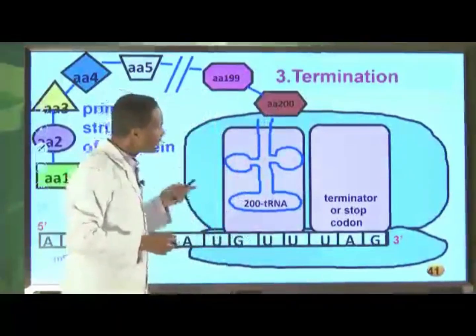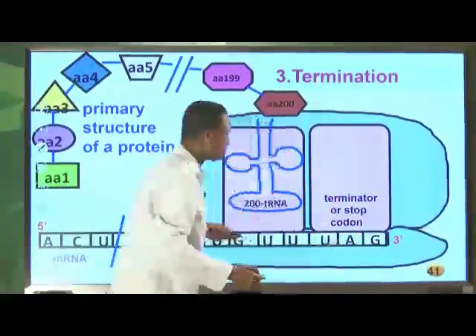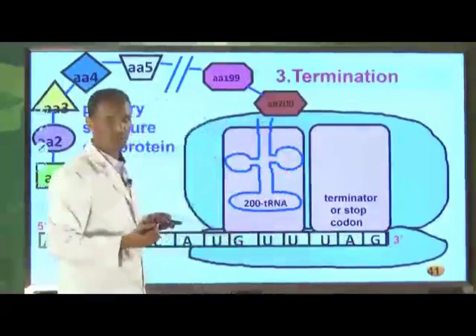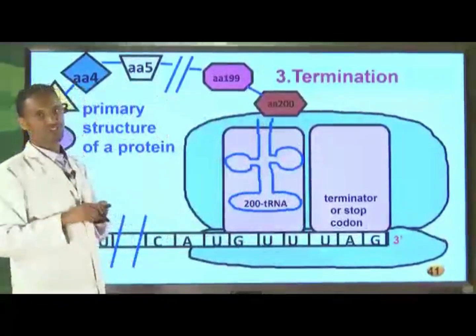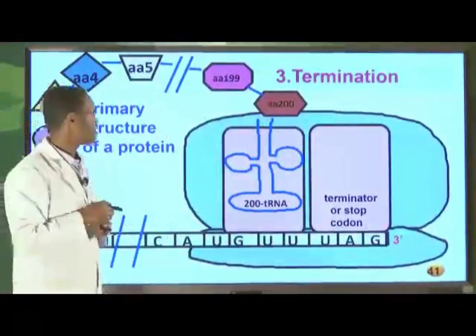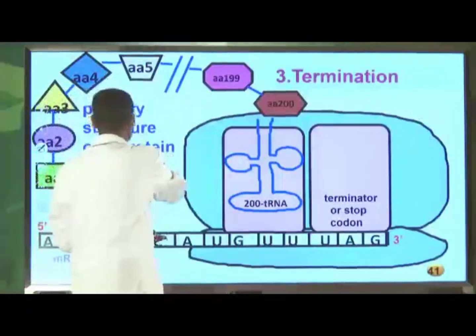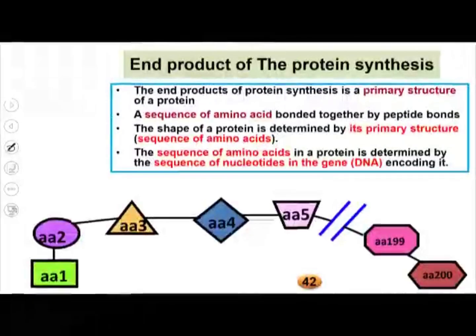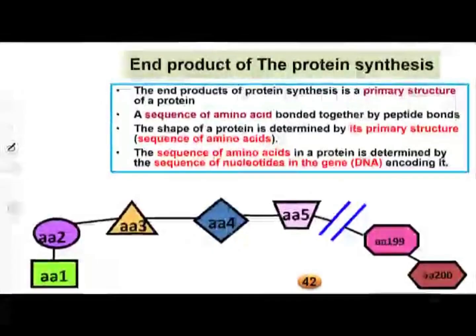Termination means when they reach a terminator or stop codon. Here they reach UAG, which is one of the stop codons. After this there is no more addition of amino acids. The process of translation stops. This is how the primary structure of the protein is formed. The end product of protein synthesis is the primary structure of protein.